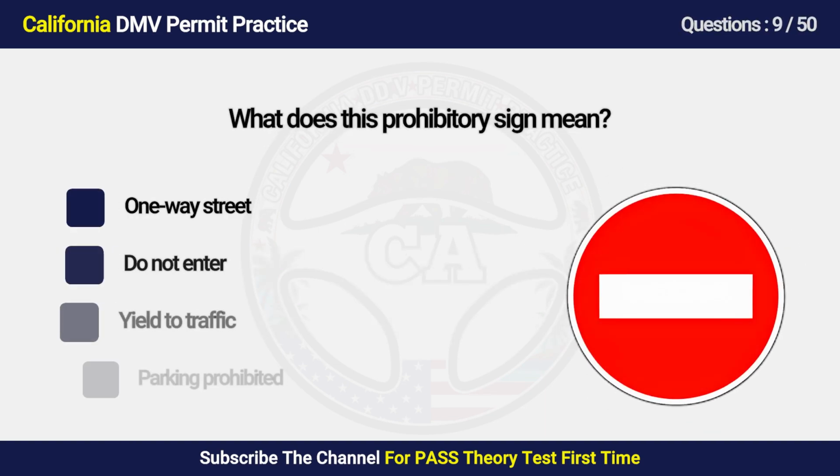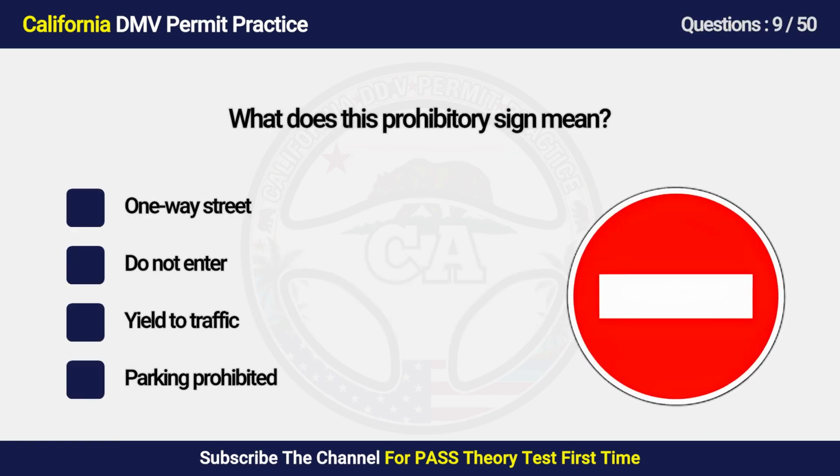Question 9. What does this prohibitory sign mean? A. One-way street. B. Do not enter. C. Yield to traffic. D. Parking prohibited.